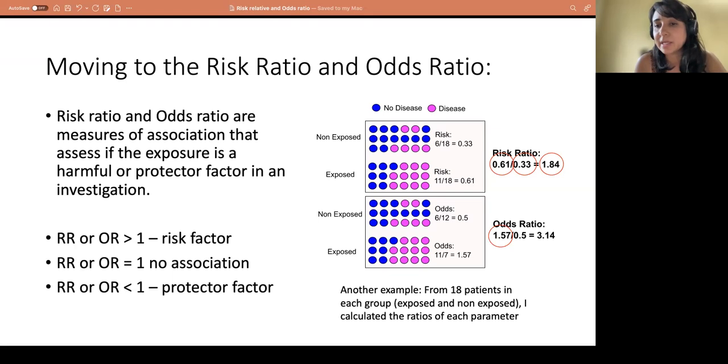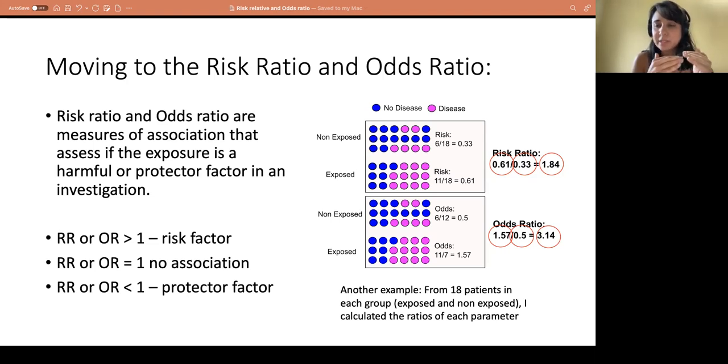On the other hand, the odds in the non-exposed group will be 6. Again, the numerator is the same, divided by 12, because 12 patients did not develop the disease. In this case, the odds will be 0.5. The odds ratio to develop this disease is 3.14, a very large odds ratio.